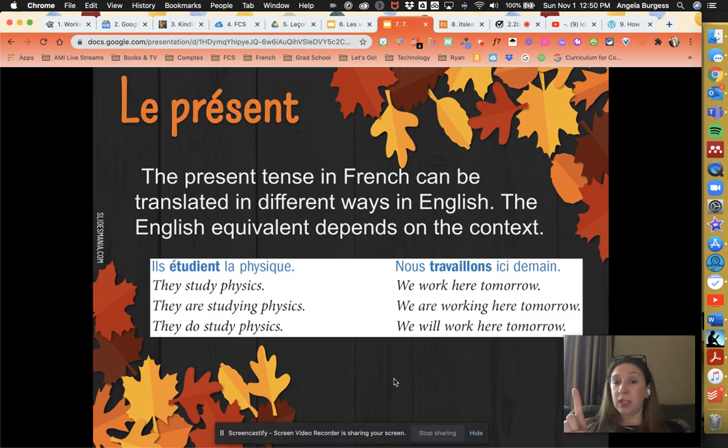Nous travaillons ici demain. Okay, that one sentence could be, we work here tomorrow. We are working here tomorrow. Or, we will work here tomorrow. And that's a little bit of a tricky one because it sounds like we're talking about the future, but we're really not. It's kind of the future just by putting the word demain at the end of it, which means tomorrow.